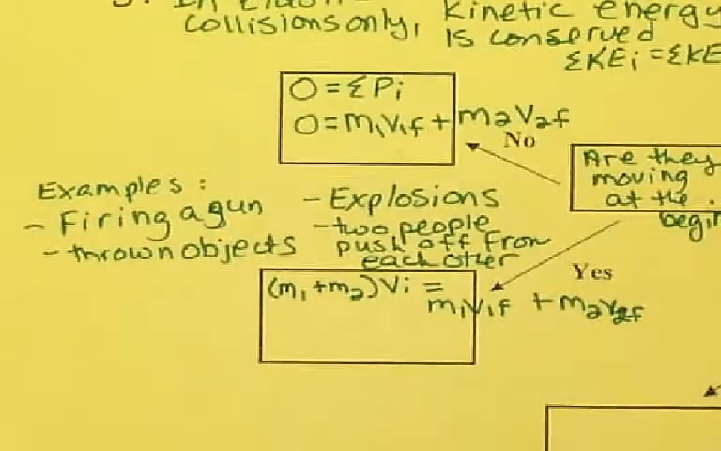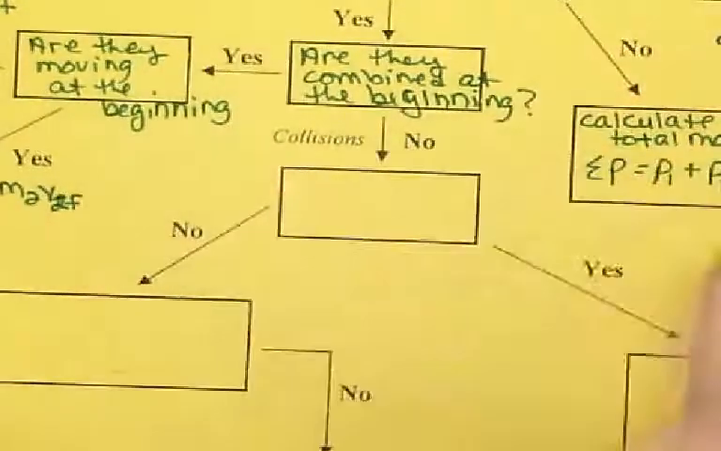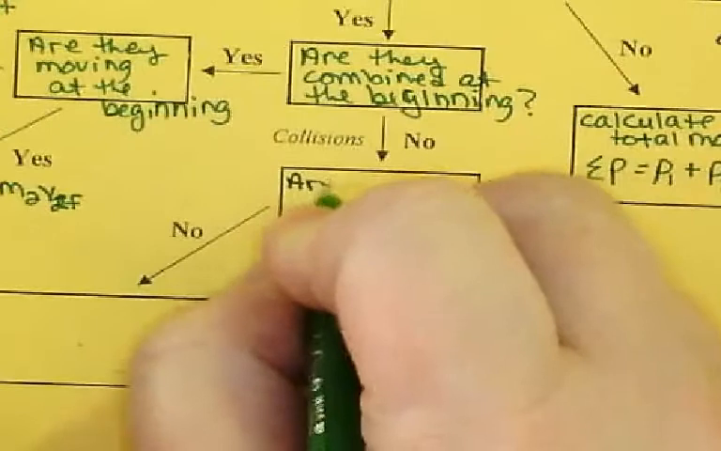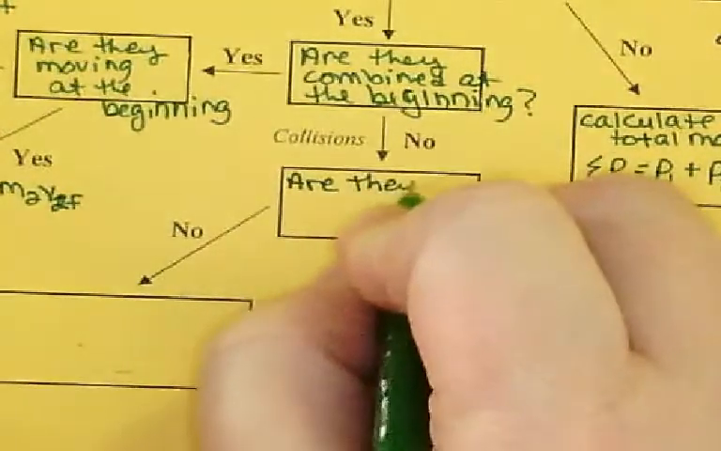All right, so now we've dealt with, are they combined at the beginning? Now we're going to look at what if they're not combined at the beginning. So, everybody's good? All right, what if they are not combined at the beginning? Then we need to look at, are they combined after they collide?